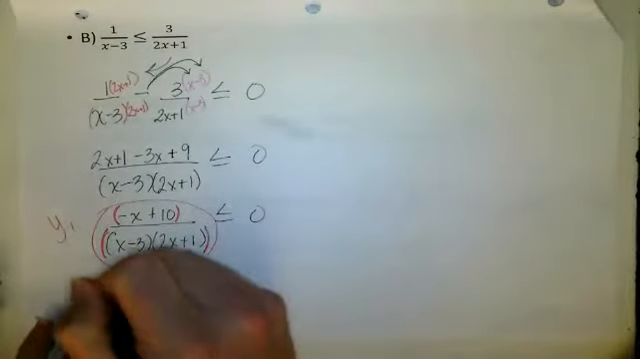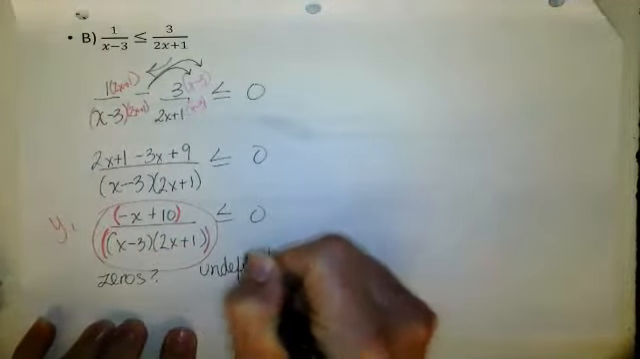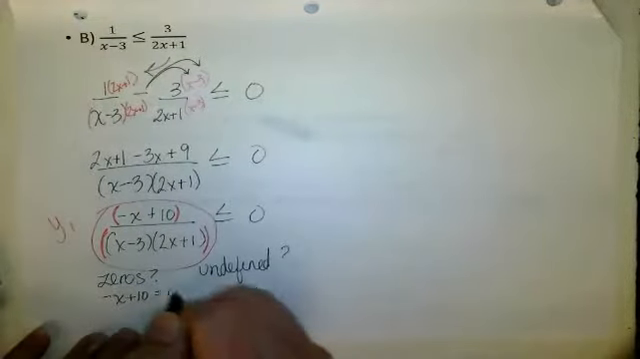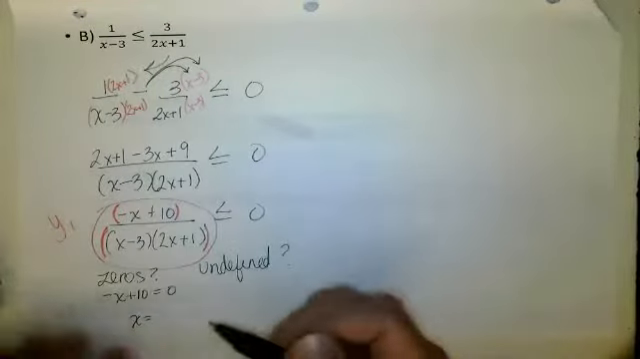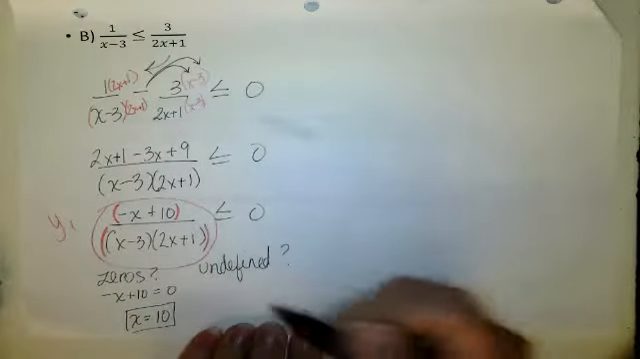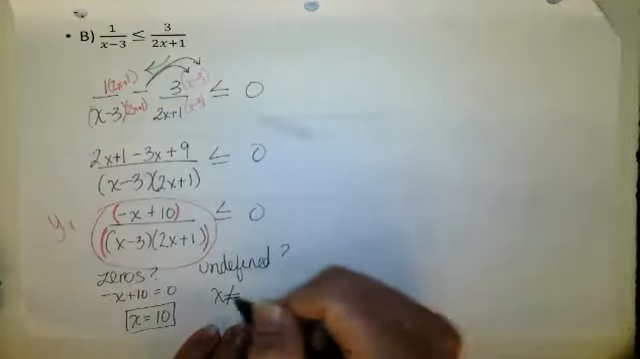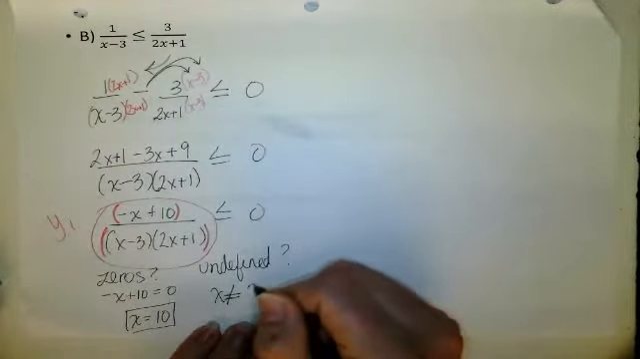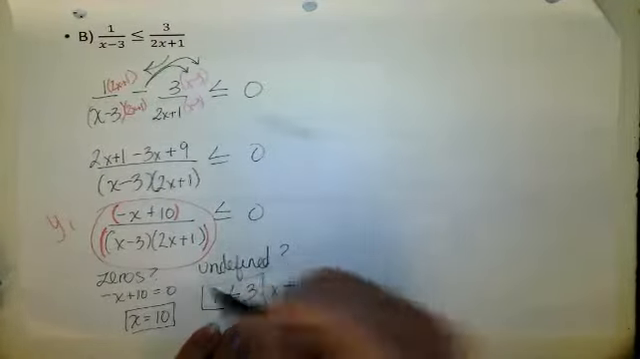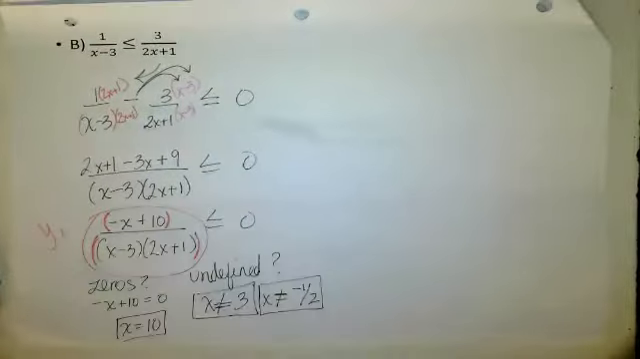As you're graphing, before I do that, I'm going to go ahead and find the zeros and where it's undefined. Where do zeros come from? Numerator. So negative x plus 10 gets set equal to 0, which means x equals 10. Very good. Where is it undefined? From the denominator. X cannot equal 3, and x cannot equal negative 1/2. Good. Coming from the denominators. Set each bubble not equal to 0 and solve.